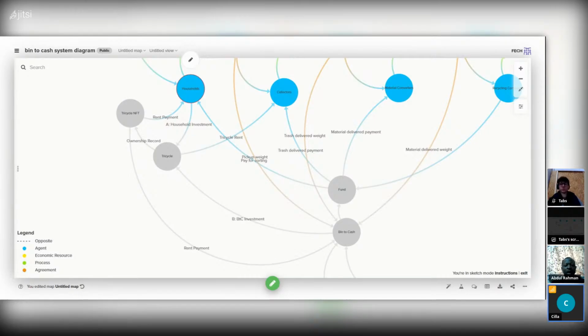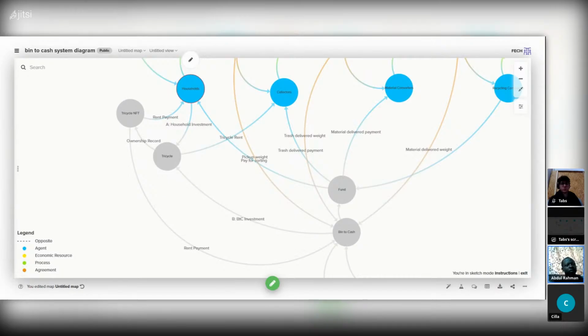I'm saying in the sense you are using here, you are linking the tricycle to Bin to Cash. So we are going to be in between the household and the collector, right? Yes, that's how it will happen here. Oh, okay. So that means the collectors will be paying Bin to Cash for the tricycle, and then we pay the household.